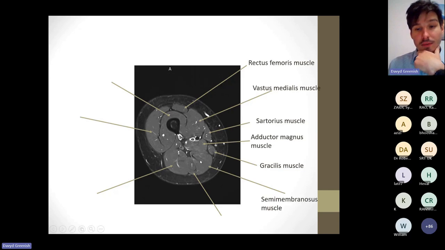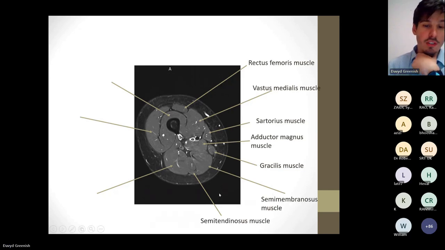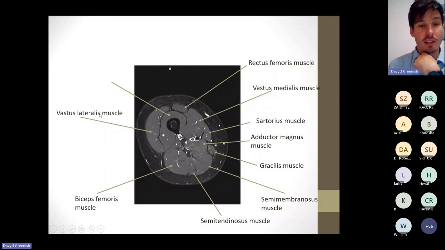The most medial is semimembranosus, for medial. And semitendinosus sits next to it. And the most lateral is biceps femoris. And then we've got vastus lateralis, and then finishing off the vastus muscles, vastus intermedius.